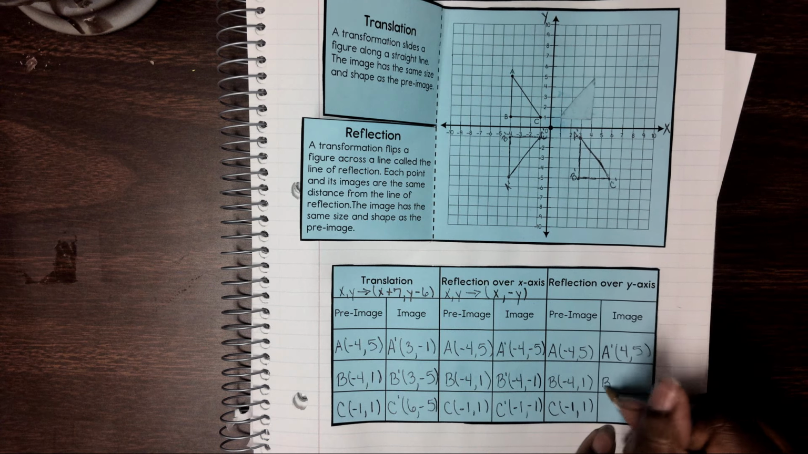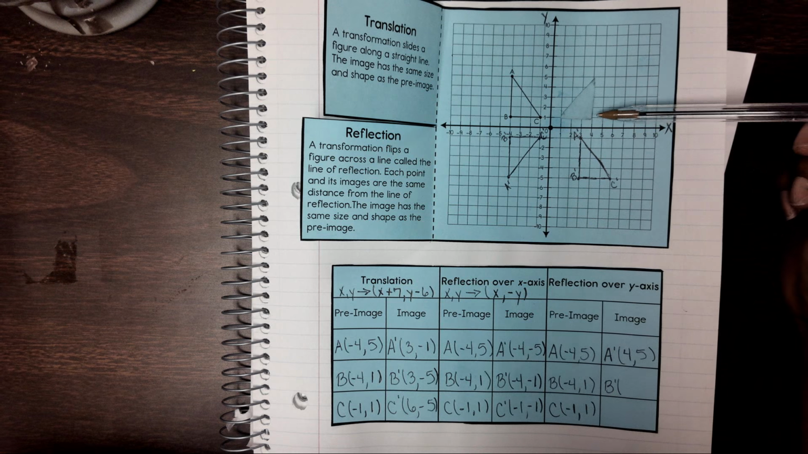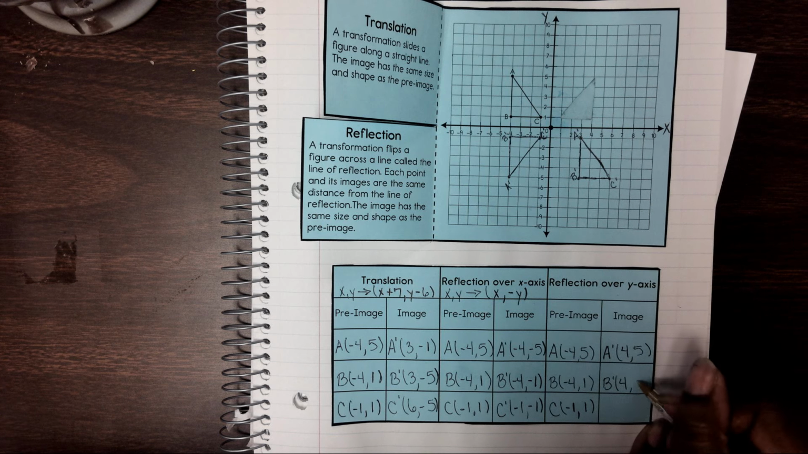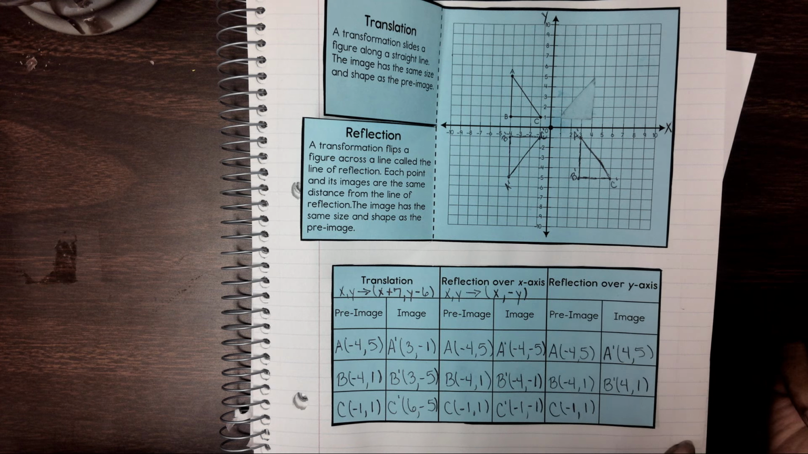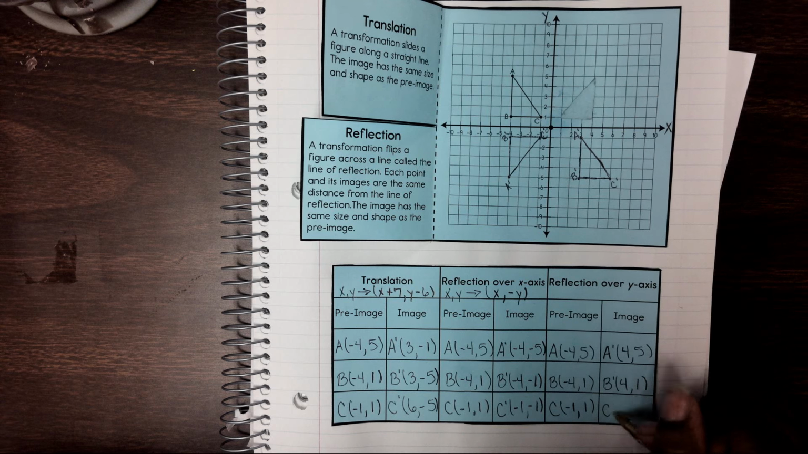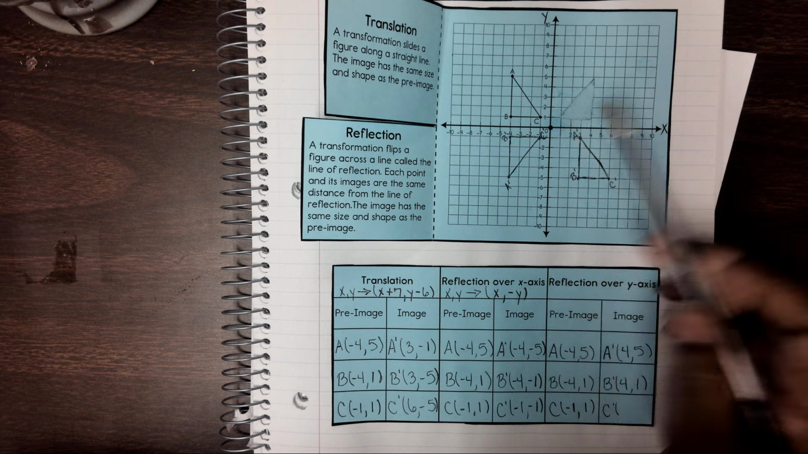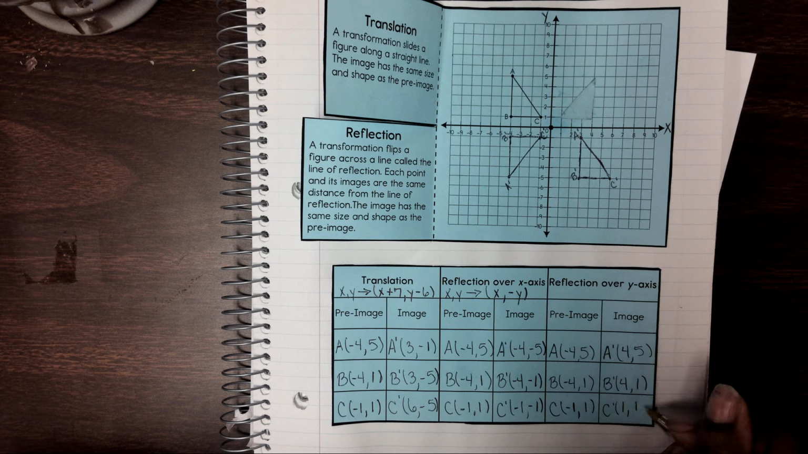B prime is going to be here, and it is at a positive 4, comma, positive 1. C prime is located here, and it is at a positive 1, comma, positive 1.